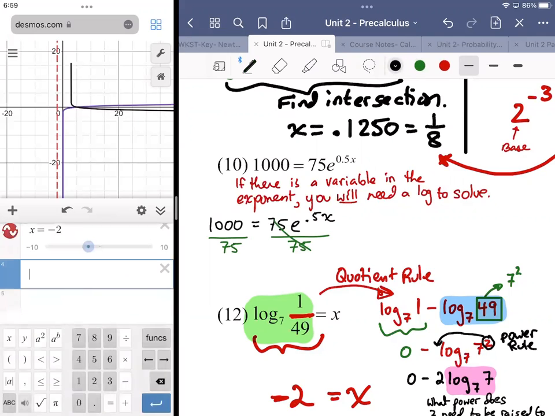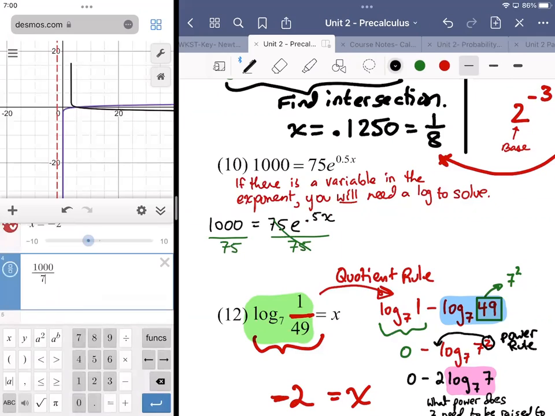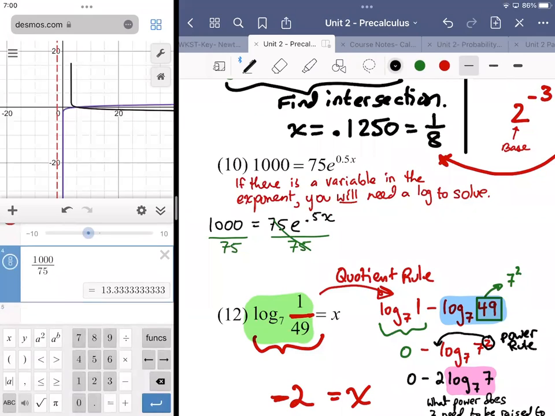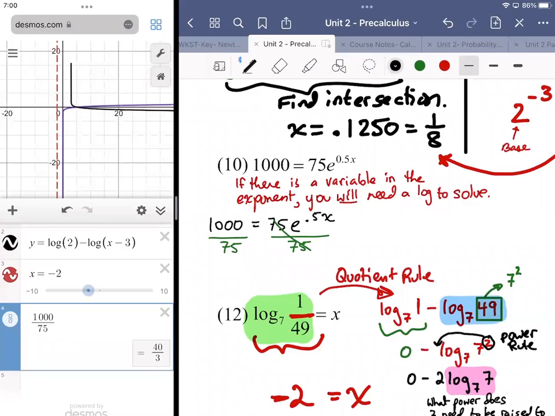So I just do a quick division. 1000 divided by 75. You get this funky decimal. I'm not overly concerned by that because I see a little fraction icon next to it. Tap on the fraction icon, 40/3. It's not pretty, but it'll do the job. We've got 40/3 is equal to e to the 0.5x.